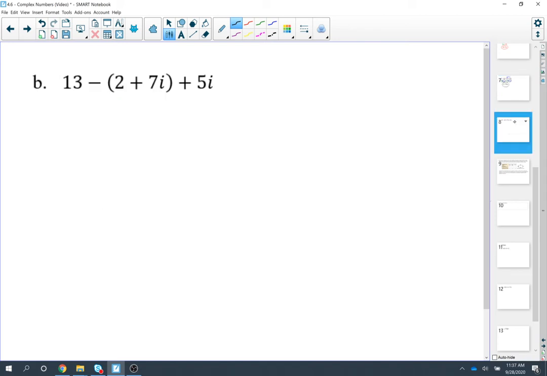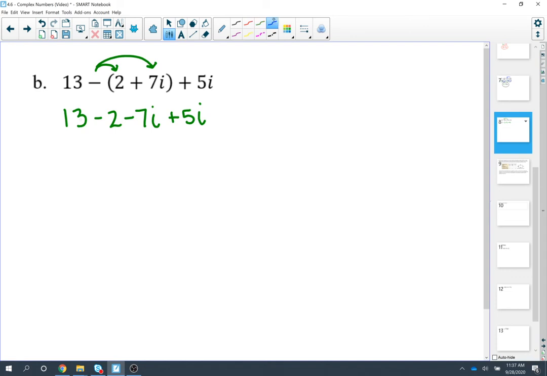Letter B, 13 minus 2 plus 7i plus 5i. First thing I'm going to try to do is to get rid of these parentheses. So I have a negative, so I'm going to distribute it. Negative 2 minus 7i. It flips the signs. I'm going to bring down the plus 5i. I'm going to bring down the 13.